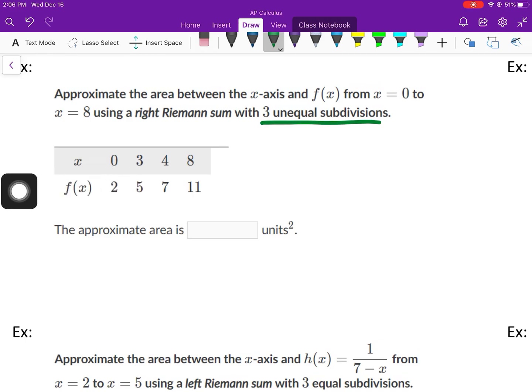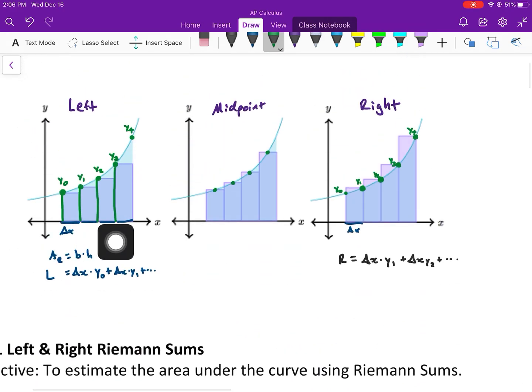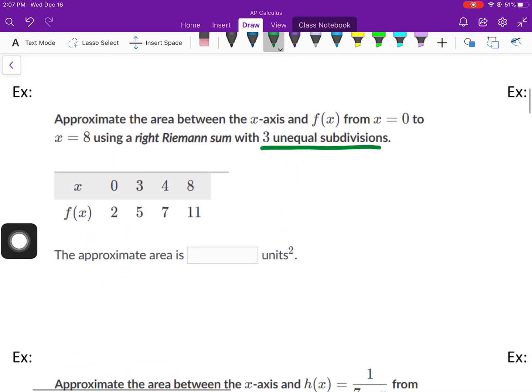Now, the difference in the x there gives us our base. Remember, the base is lying on the x-axis. So our base is going to be 3. Our first base is going to be 3 times.